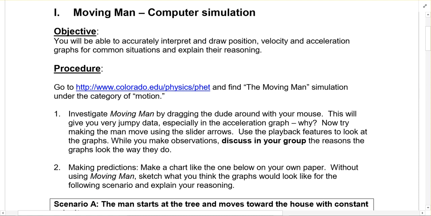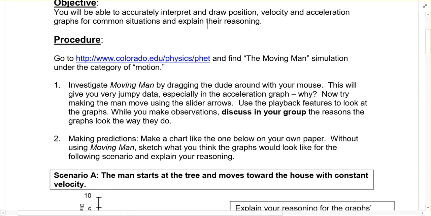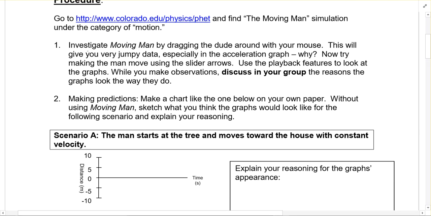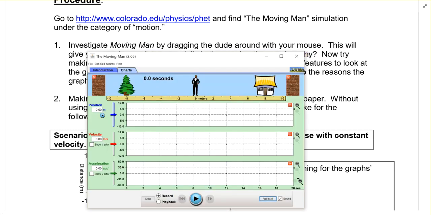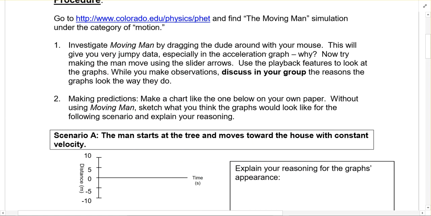This one that I have right now doesn't go straight to the moving man simulation. When you get there, you are going to investigate the moving man by dragging the dude around with your mouse. So what you're going to get is this guy here. You can grab him. You can start to see that it graphs stuff that you're doing there. And just answer this question. So go through and answer number one.